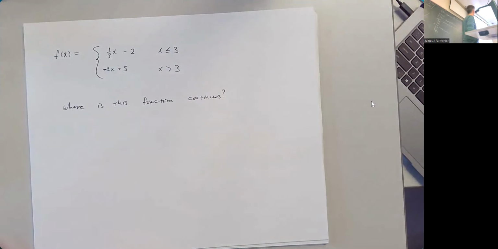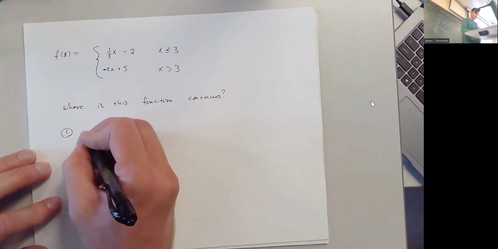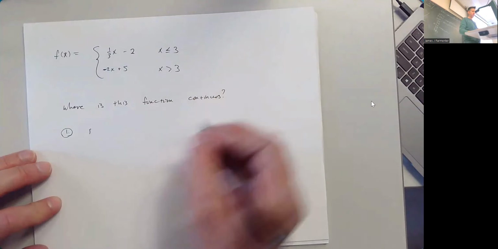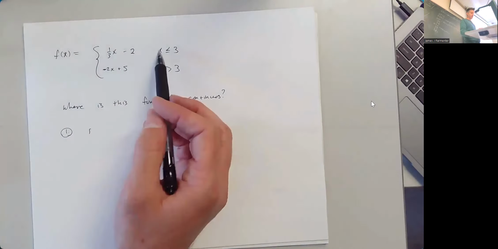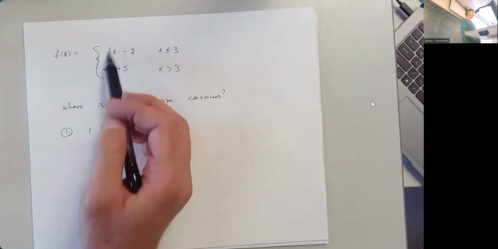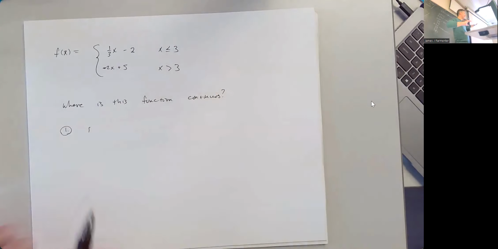So to figure out if this is continuous at x equal to 3, there are 3 things we need to check. Let me back up 1 second here. We're not concerned about anywhere that's not 3, because if x is less than 3, the function is 1/3 x minus 2, which is a straight line, which is certainly continuous. Straight lines are continuous. Same thing to the right of 3. But at 3, you might have this jump from one function to the other. So we're going to check 3 things.